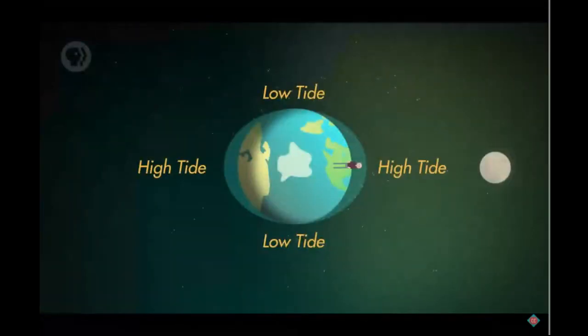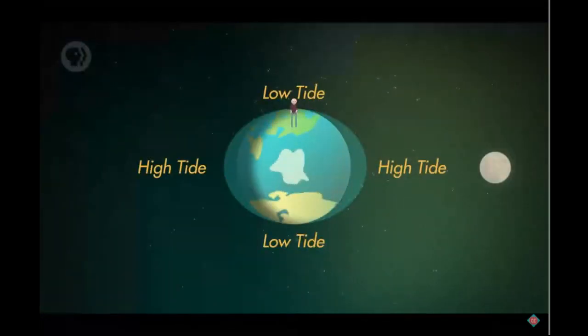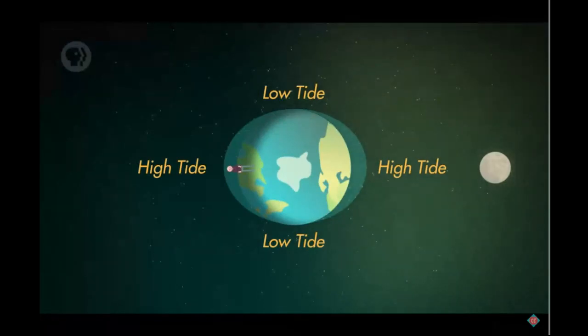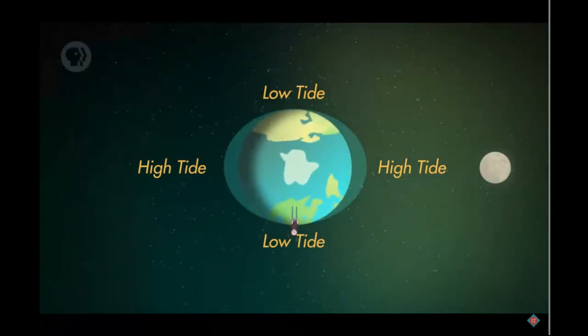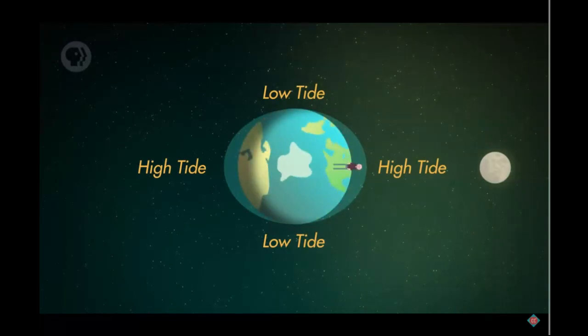But wait a second, the Earth is spinning. If you're on a part of the Earth facing the moon, you're at high tide. 6 hours later, a quarter of a day, the Earth's rotation has swept you around to the spot where it's low tide. 6 hours after that, you're at high tide again. And then another 6 hours later, you're at low tide for the second time that day. Finally, a day after you started, you're back at high tide once more. And that's why we have two high tides and two low tides every day.